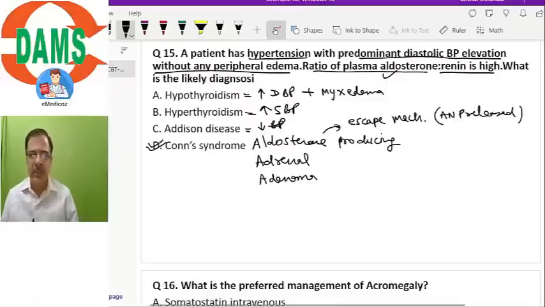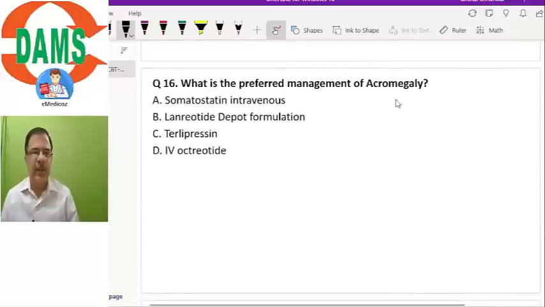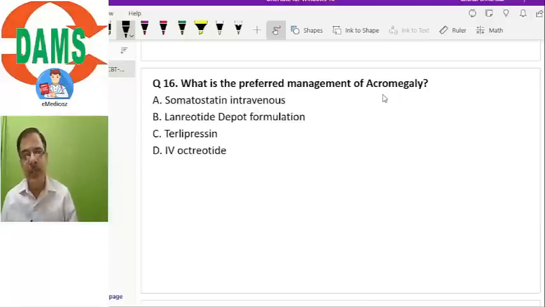Question number 16. What is the preferred management of acromegaly? The preferred management of acromegaly should be surgery, but out of the medicines which are used are the somatostatin receptor ligands, and that we give is lanreotide depot formulation. Other which can be given is octreotide. It can also be given, but these days we prefer the depot formulation.